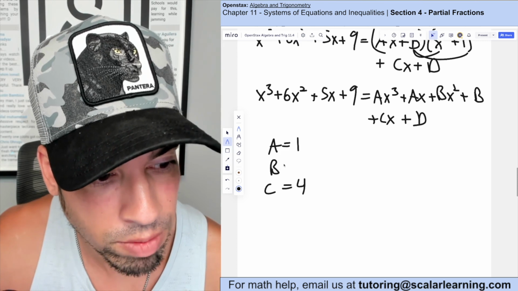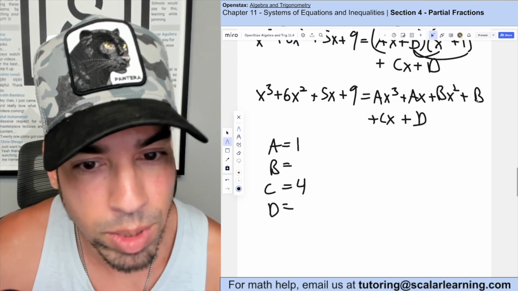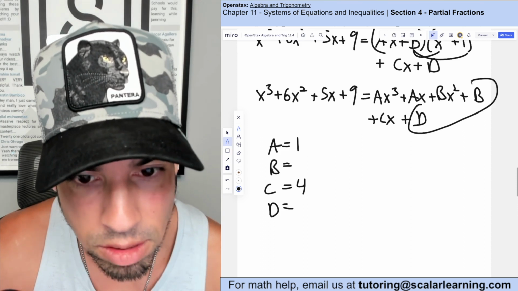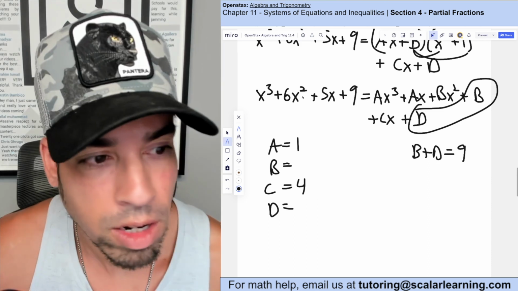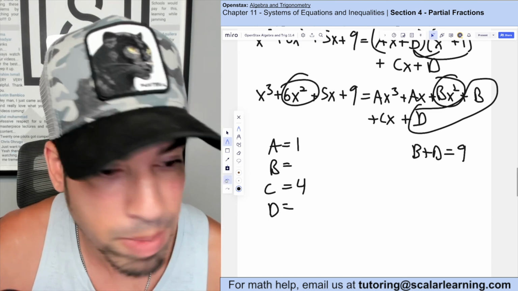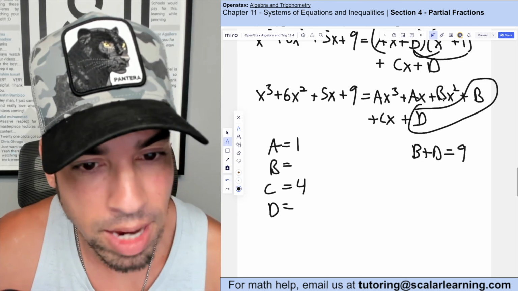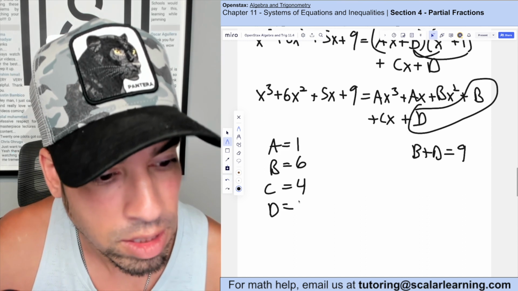Last but not least, we have to figure out b and d. Okay, now for b and d, we know that b and d, as the constants, both add up to 9. So I know that b plus d is 9. And I also know that bx squared is the only x squared, and that must match up with 6x squared. That means b has to equal 6. And if b equals 6, according to this equation, d is equal to 3.